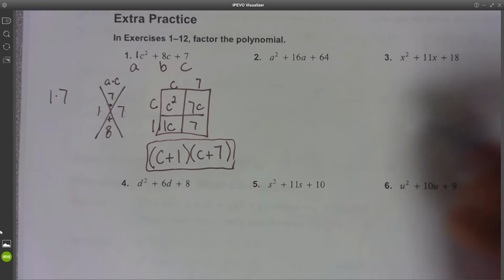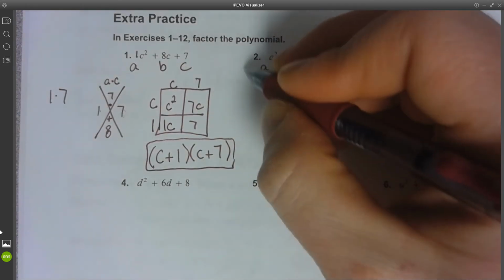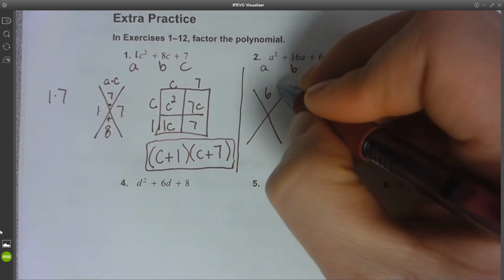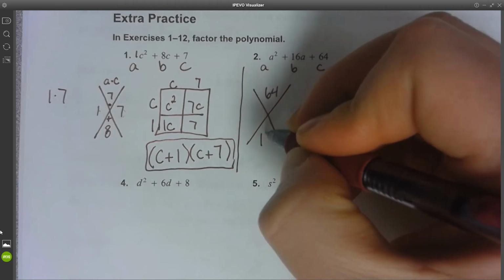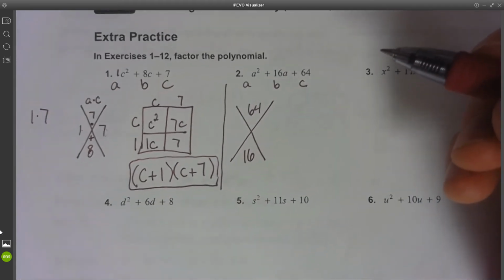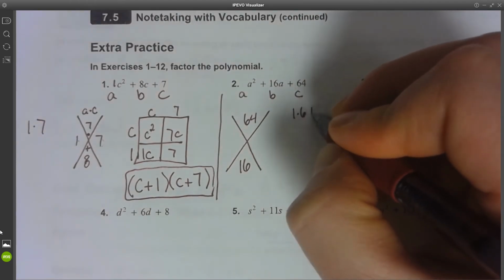So moving along to number 2, a, b, and c. The top of the x is going to be c, so 64. The bottom of the x is going to be 16. This one's a little tougher because a bunch of numbers multiply to 64. So what multiplies to 64? I could have 1 times 64.